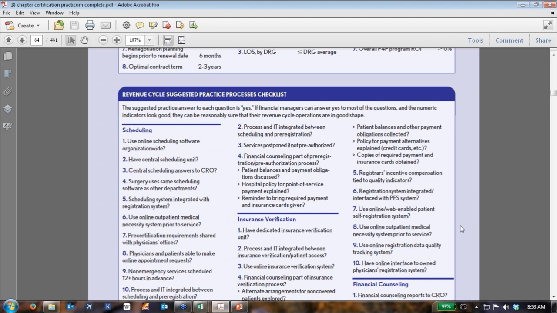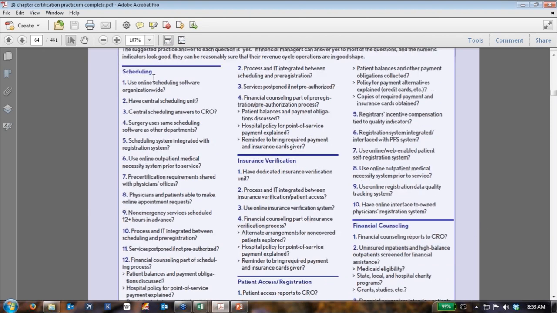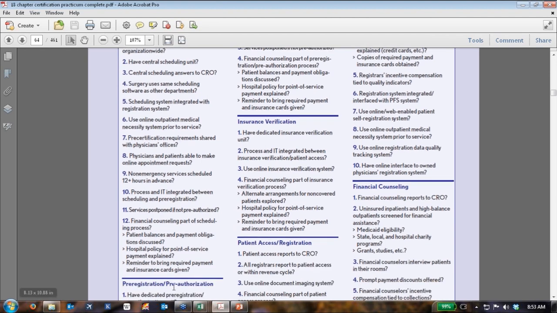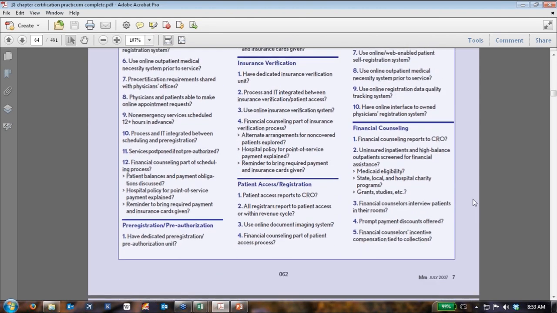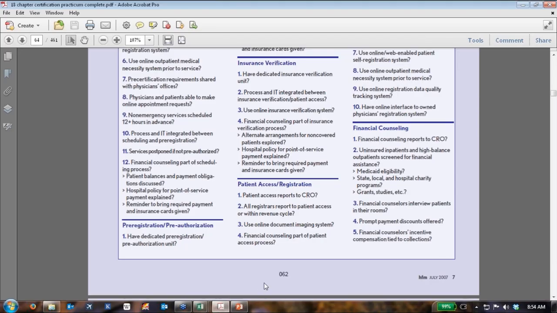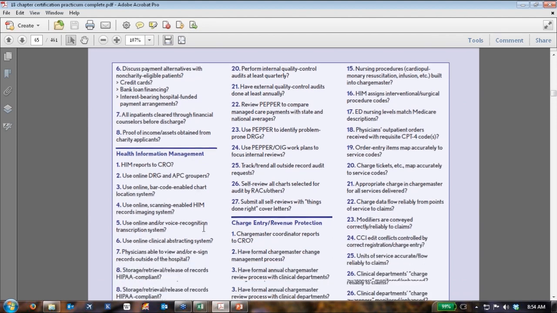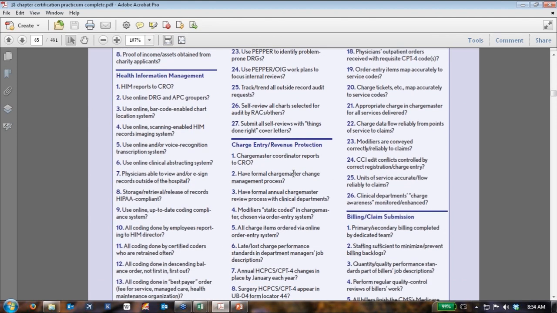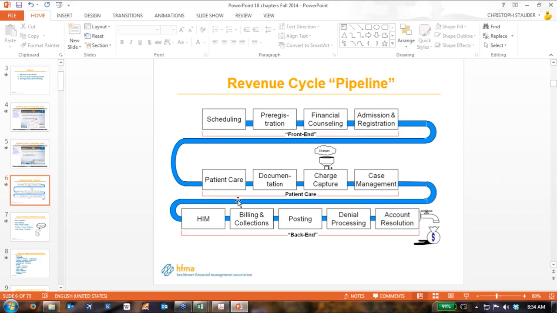These are not numeric or quantitative best practices, but they are systems or capabilities or qualities or features that a good revenue cycle has in scheduling, that, remember, was our first box in the pipeline. Insurance verification is another, pre-authorization and pre-registration down here, I almost skipped. Patient access registration, financial counseling, these are all the boxes we're right here in this top tier right now, looking at David's list. And then he goes into HIM, then he has charge entry, revenue protection, which are two of the areas that reside here in the middle, right here.